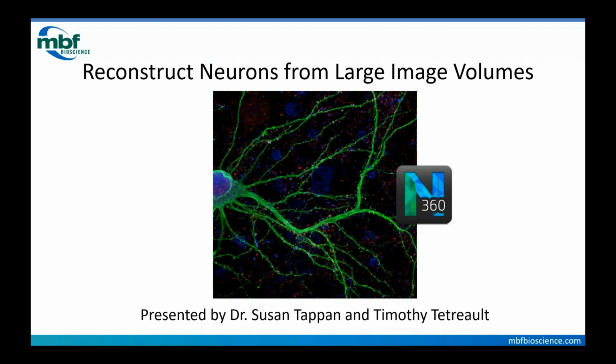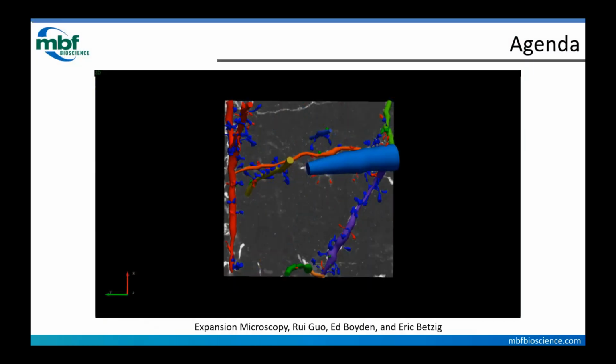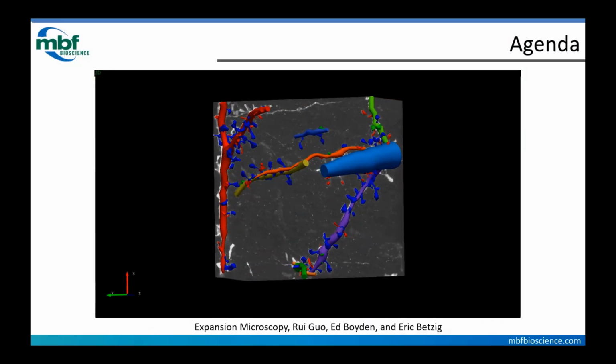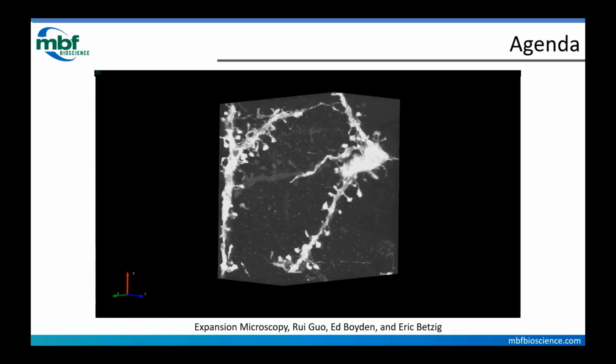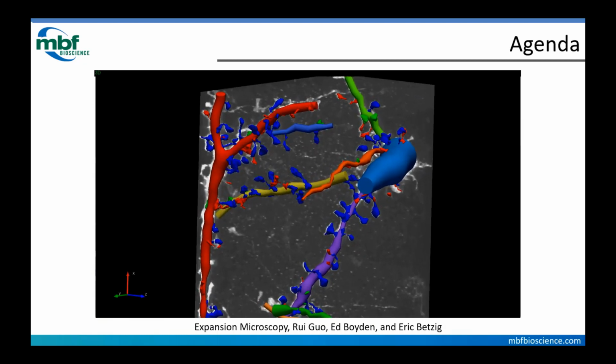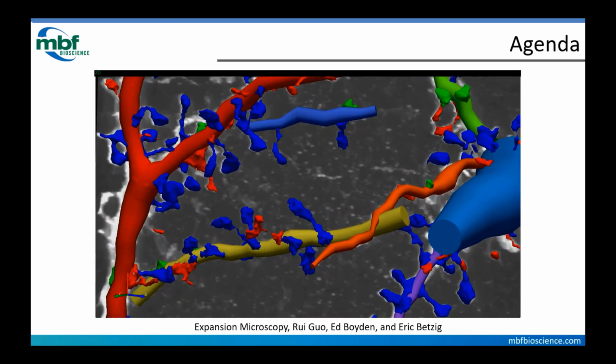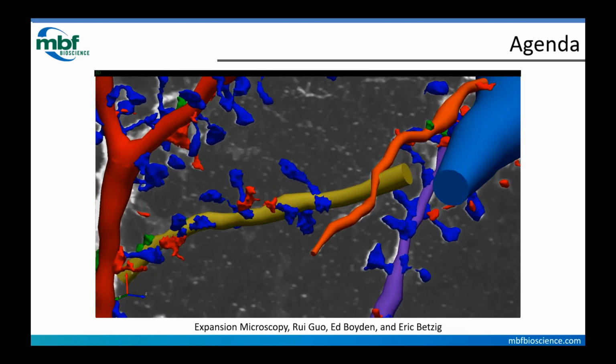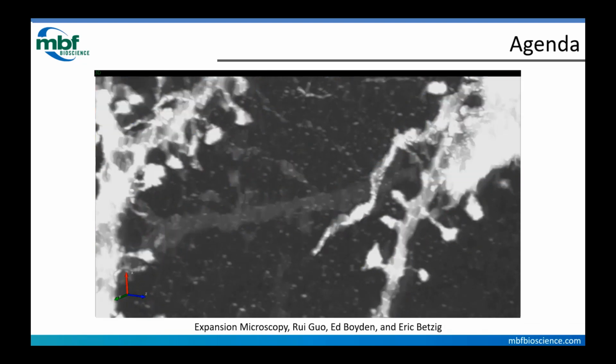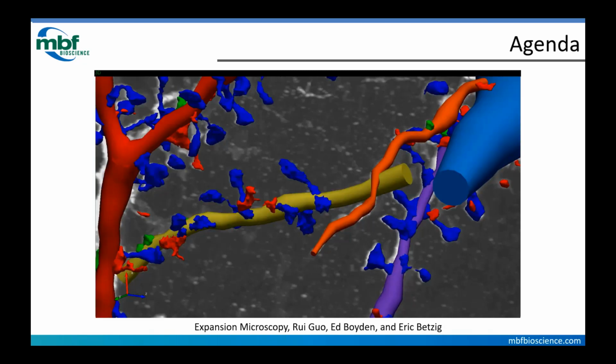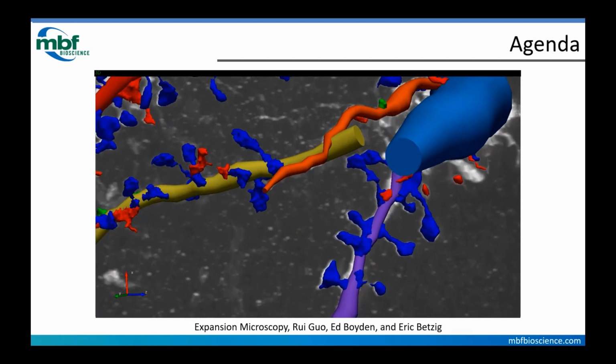Yeah, so today we're going to be demonstrating the latest improvements to Neurolucida 360 with a special focus on large volume reconstruction. This is expansion microscopy. The image data was provided by Ray Gao, Ed Boyden, and Eric Betzig, and we used Neurolucida 360 to reconstruct not only the dendritic structures, but the dendritic spines as well. And with this expanded volume, you can see those beautiful dendritic spines, in particular the dendritic necks.